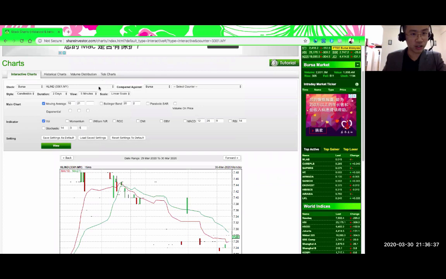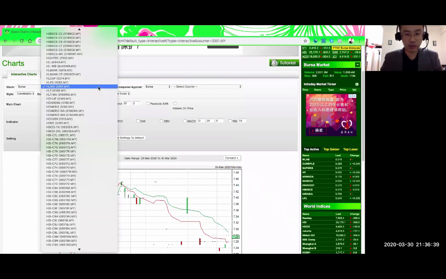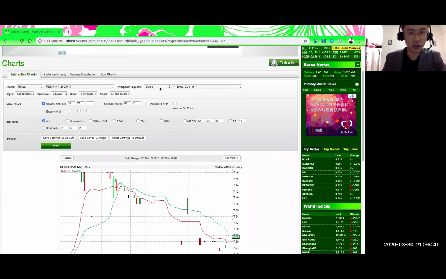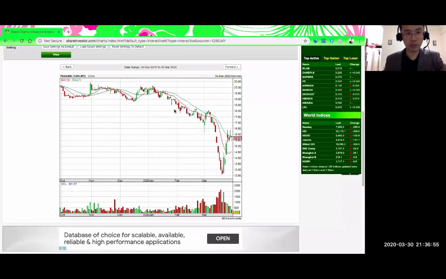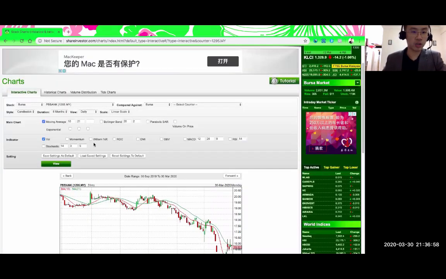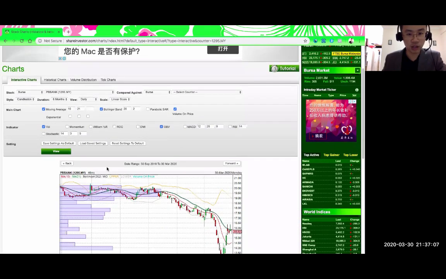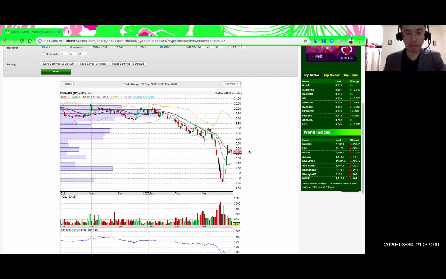So you can do all these charts. For example, Public Bank. You can also compare against other banks. Let's say I want to see a 3 months chart on a daily calendar. Daily candlestick. So this is the past 3 months. Okay, if you want to add an indicator, you can add on-balance volume, parabolic SAR, Bollinger Band, and so on. You just click view, then the information will come out.